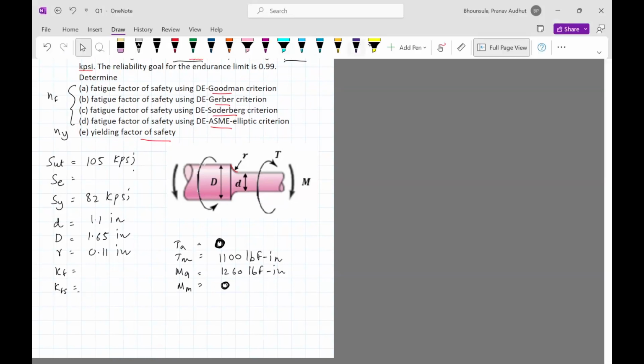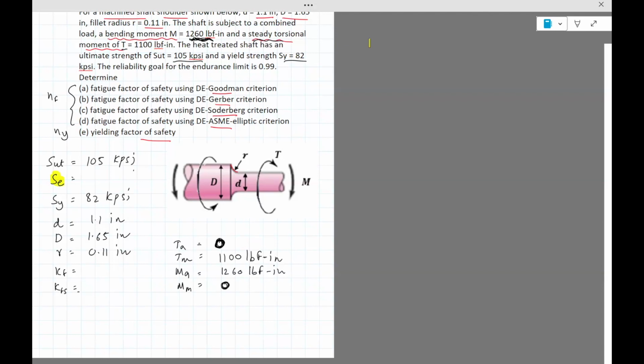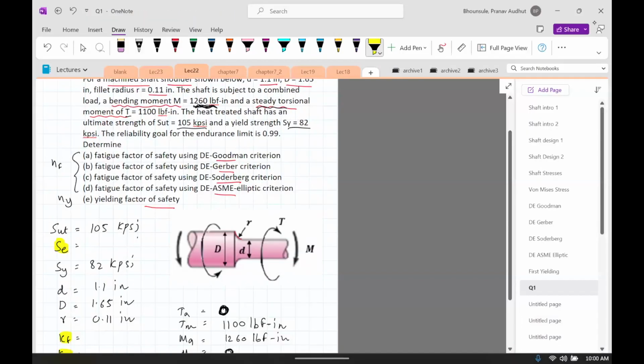So we are missing quite a few things. We are missing Se, Kf, Kfs. Once we get these three things, we should be able to complete the problem. Let's start with Se and then go for Kf and Kfs. Se is the endurance limit, and for the endurance limit, we saw there's a whole lecture for computing that.